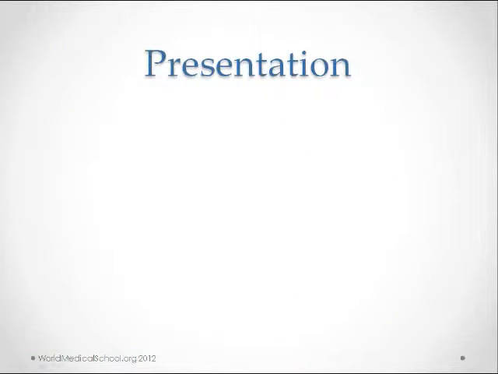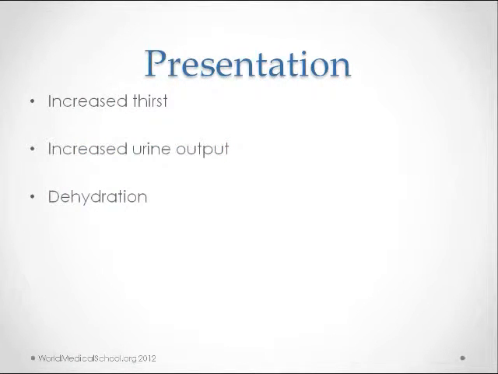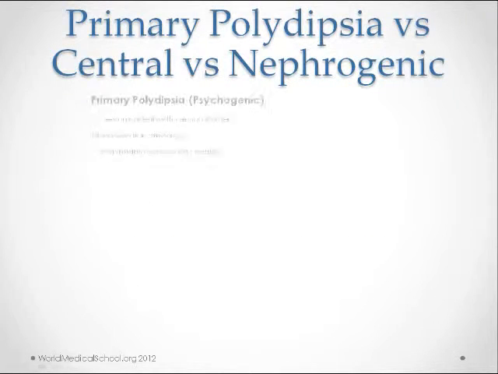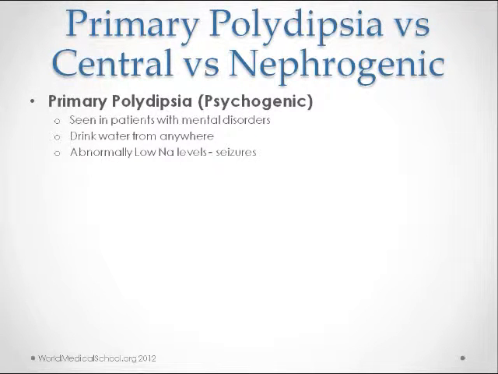Patients with diabetes insipidus present with increased thirst and increased urination, which can lead to dehydration, but there is no glucose in the urine. Primary polydipsia, also known as psychogenic polydipsia, is usually seen in patients with mental disorders. They tend to drink water from wherever they can find it, even if it is from a toilet bowl. They can have abnormally low levels of sodium and can present with seizures.